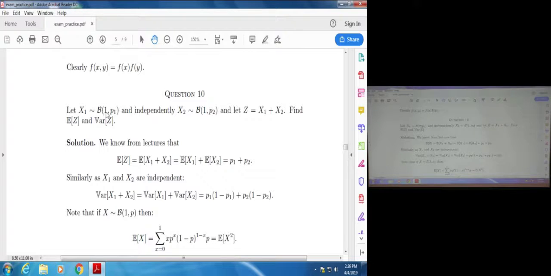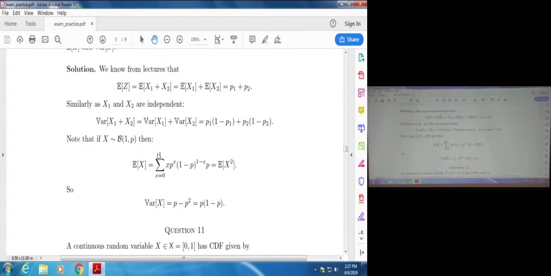x1 is binomial(1, p1). You can compute exactly this expectation because it's p1. This is just the sum over two numbers. The expectation of x2 is p2, so you get p1 plus p2. Very simple. For the variance, x1 and x2 are independent, so the variance of the sum is the sum of the variances. And again, you can easily compute the variance of x1. It's just equal to p1 times (1 minus p1), and x2 has the variance p2 times (1 minus p2).